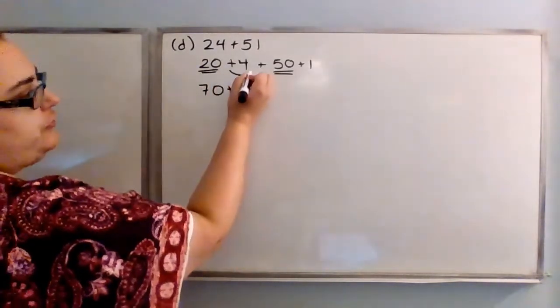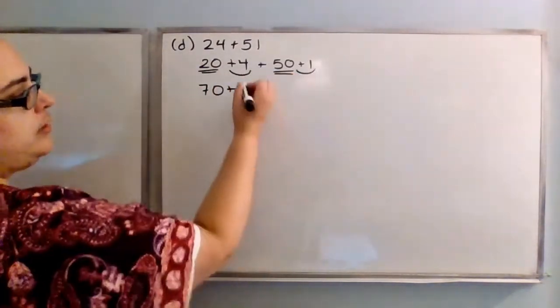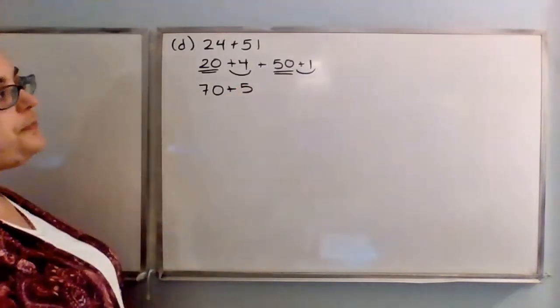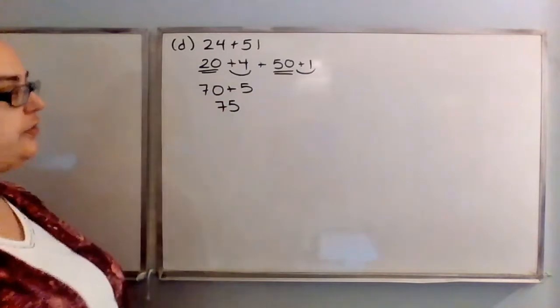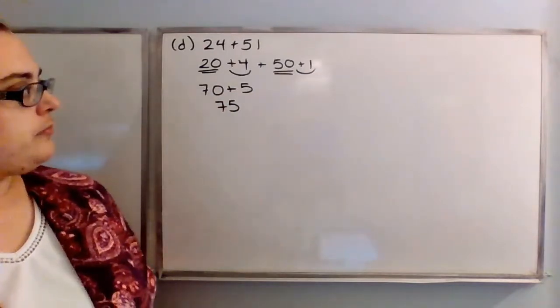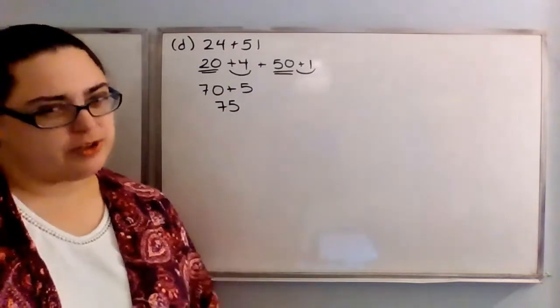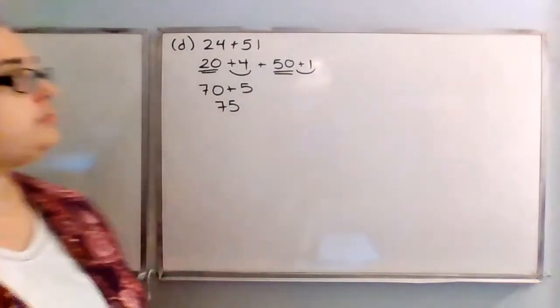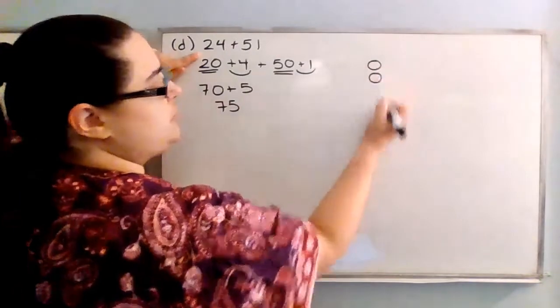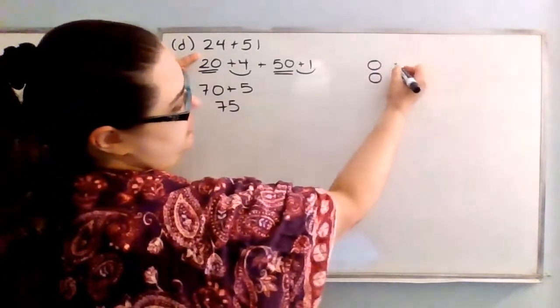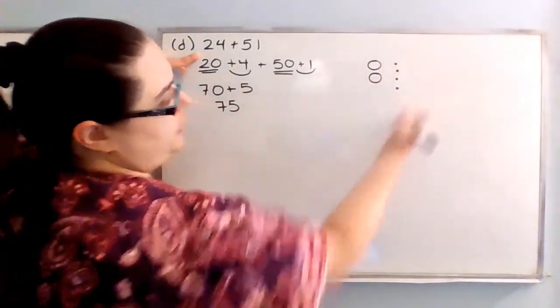And then 4 plus 1 is going to give me 5. So in the end, we end up with 75. So let's see what this would look like if we were to visualize it. So if I have 24, my 2 circles for 20, my 4 dots for 4.